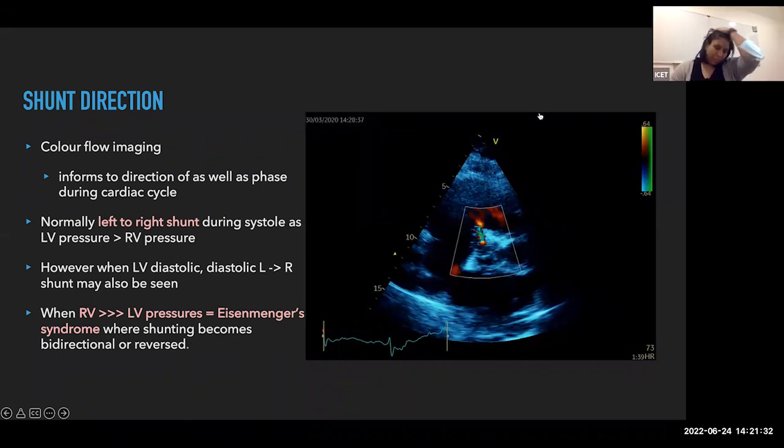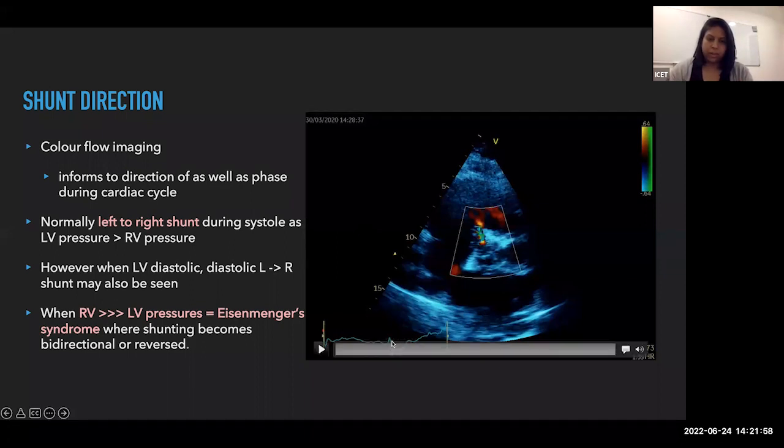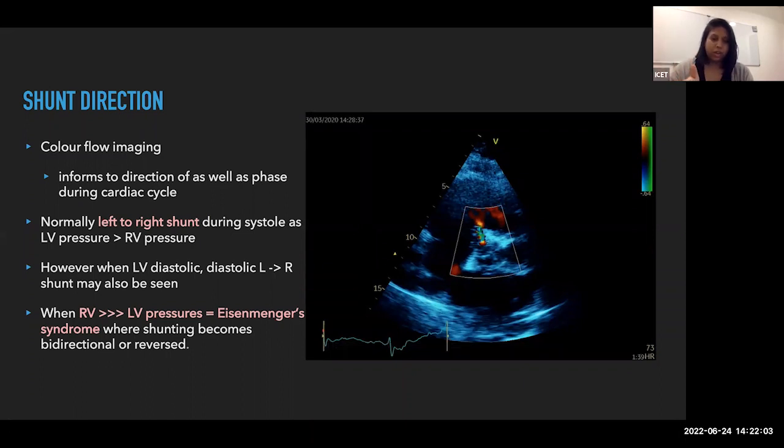Okay, so like I said before, as well as identifying the type of VSD, you want to know what direction the VSD shunt is going. So this is where color flow imaging comes into play. It can tell you in which phase of the cardiac cycle the blood flow is going. If you follow the BART, blue away, red towards, you can use that, following where the shunt is occurring or the direction of flow during the cardiac cycle.